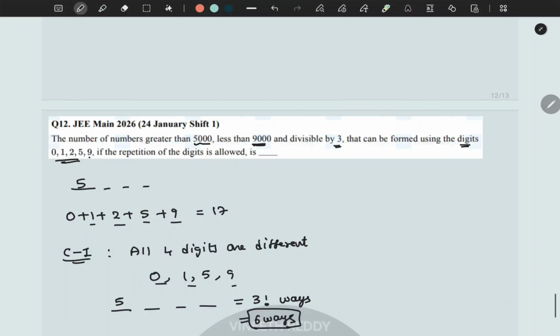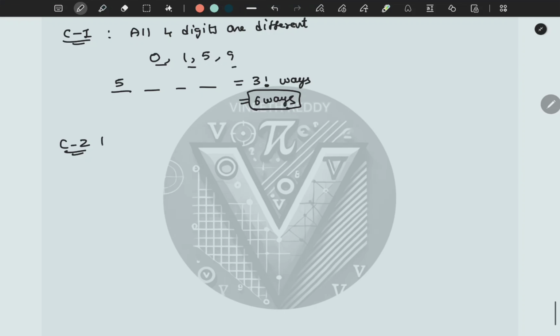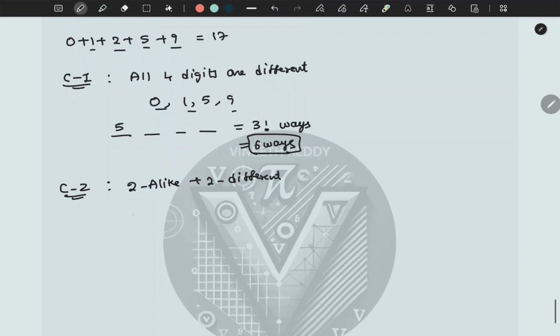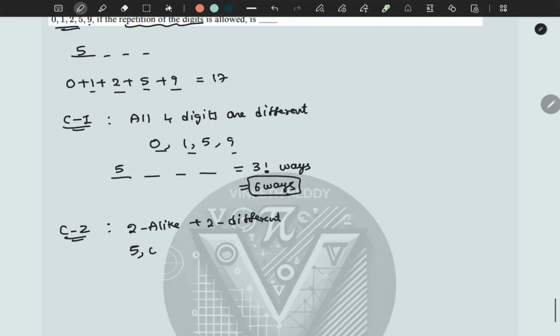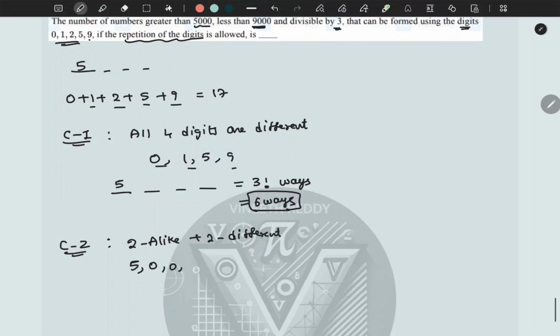Now case 2. Since repetition of the digits is allowed, case 2 could be that 1 digit is repeated, or we can simply say 2 alike plus 2 different, dear students. 5 should anyways be there. Let us say 0 is repeated twice. Now 5 plus 0 plus 0 is 5. What should the other number be? Since it should be divisible by 3, the other number should definitely be 1.